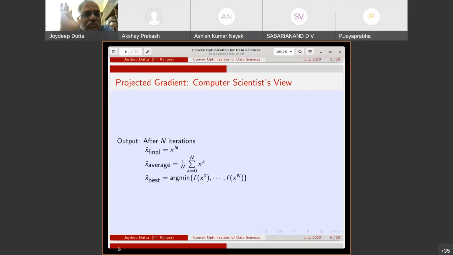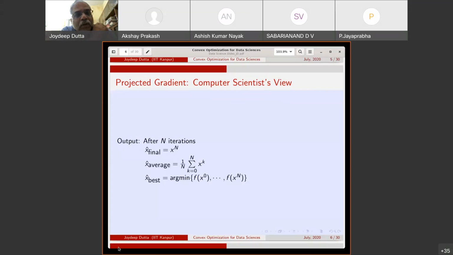So here comes a more practical point of view. For a mathematician, everything is a sequence, n going to infinity. But for a computer scientist, your n will not go to infinity. n has to be a number. So let us see what the output is after n iterations. If your function value is actually decreasing, then the final iterate could be the output.